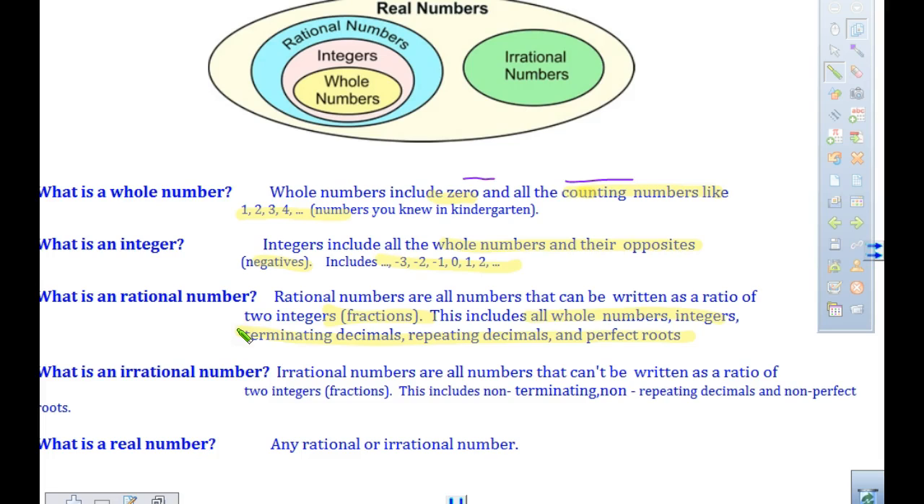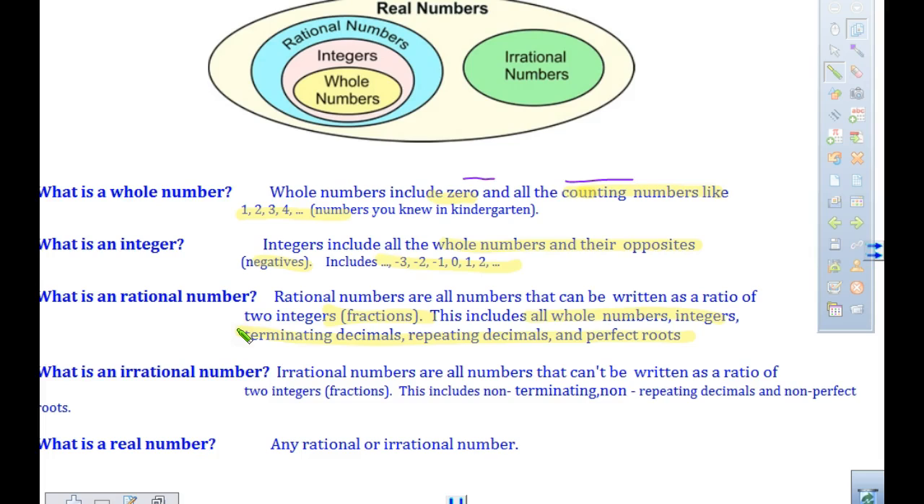If you were going to read a whole number for me, Erwin, you want to read it? What it says? Up there. Yeah. Whole numbers include 0, and all the counting numbers like 1, 2, 3, 4. Emily, you want to read the next one? Integers include all the whole numbers and their opposite negatives, including -3, -2, -1, 0.